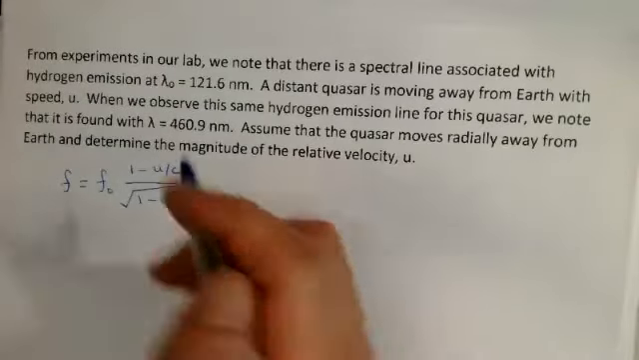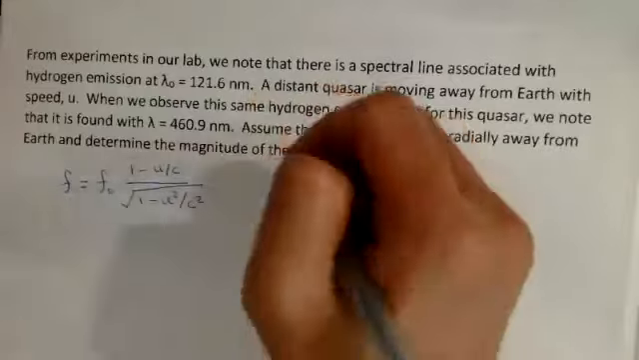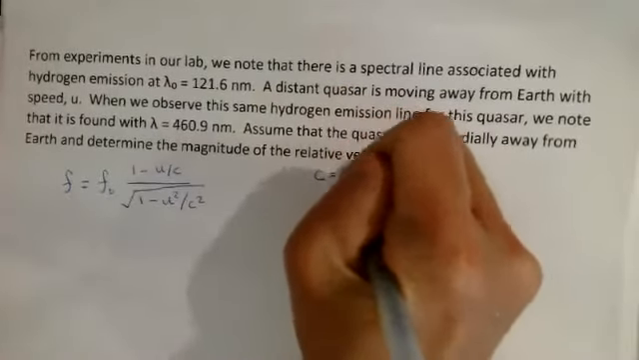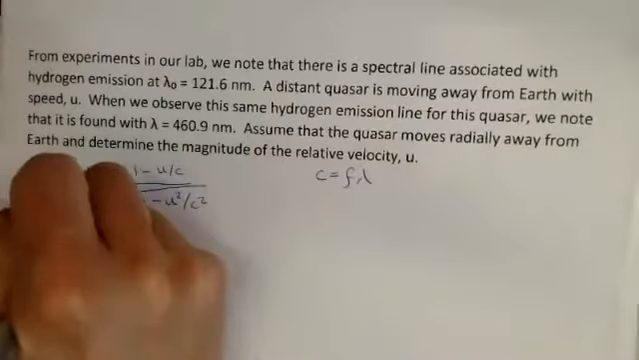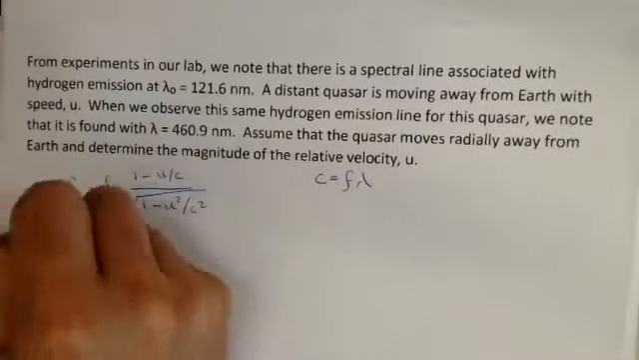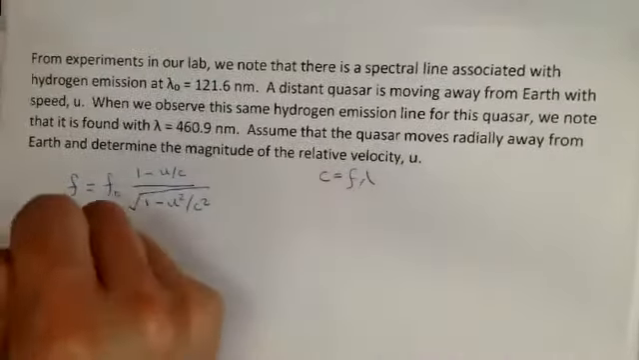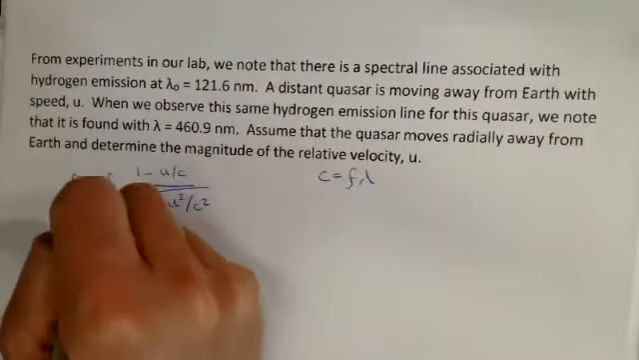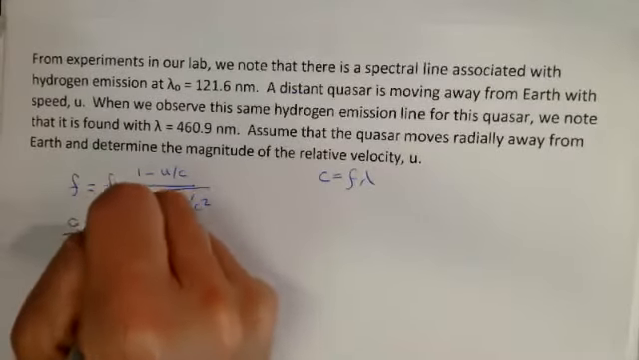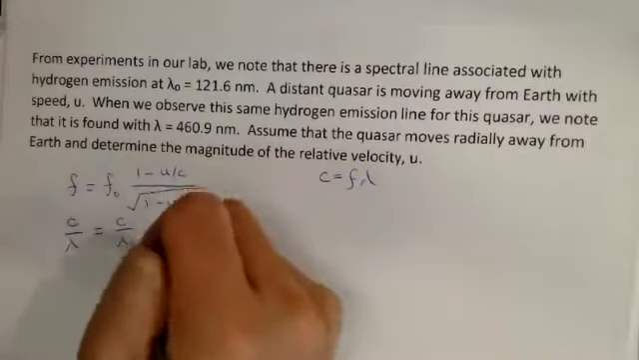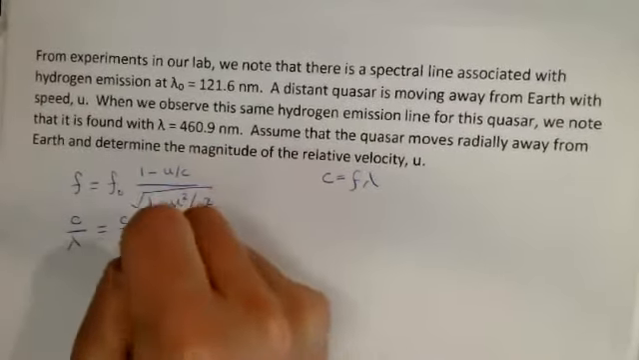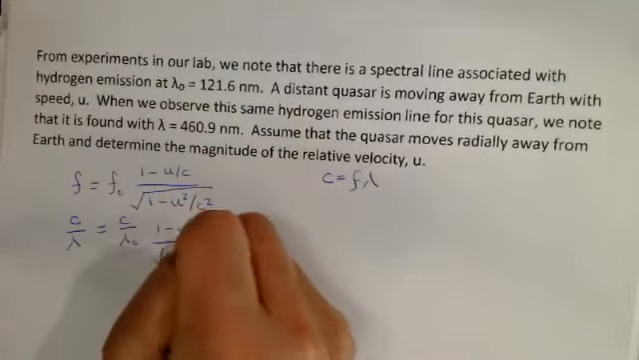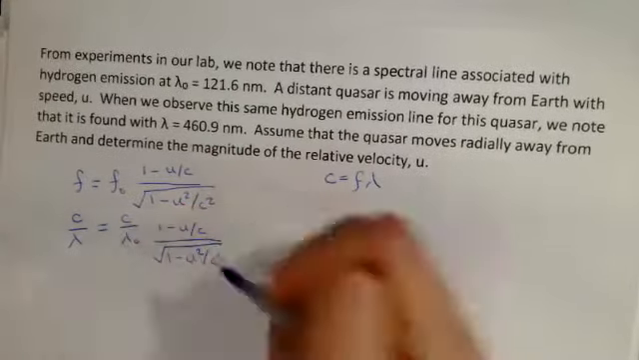So from here, we can remind ourselves that c is equal to f lambda. And so this equation just looks like, if I want to solve for f, c over lambda is equal to c over lambda naught times 1 minus u over c over 1 minus u squared over c squared.